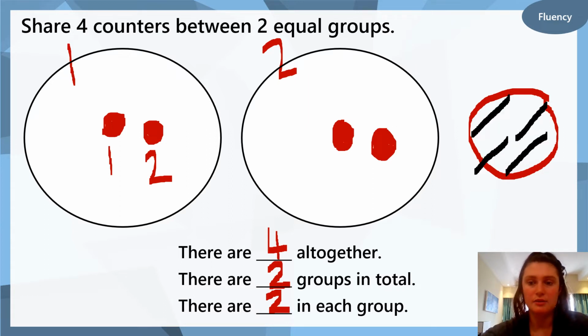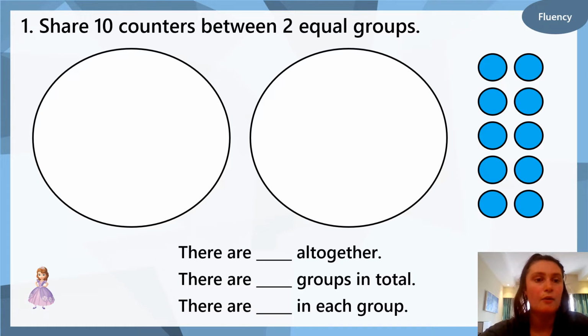So let's have a look at question number 1. Question number 1, share 10 counters between 2 equal groups. So if you have counters, I want you to draw 2 circles and I want you to share the 10 counters into these 2 equal groups. Remember, you have to go group 1, group 2, group 1, group 2. You don't put lots of them in group 1 and then lots of them in group 2, because we need to make sure that whatever we put in group 1, we also put in group 2, because they have to be equal. So have a look, see if you can share 10 counters between 2 equal groups and then answer the questions at the bottom.